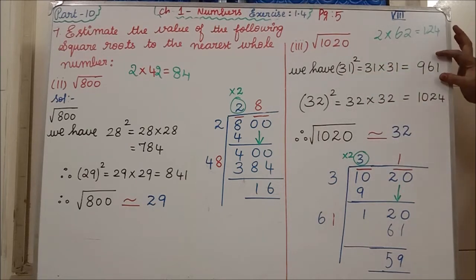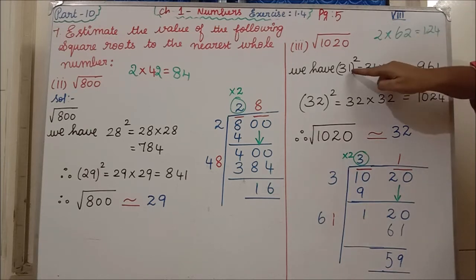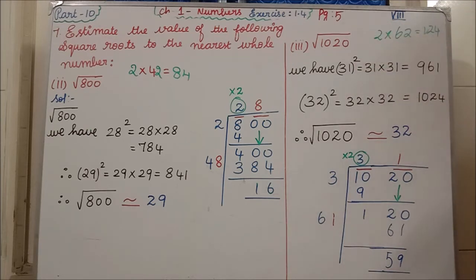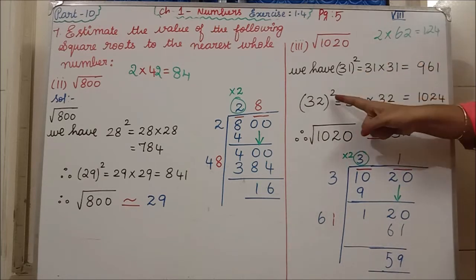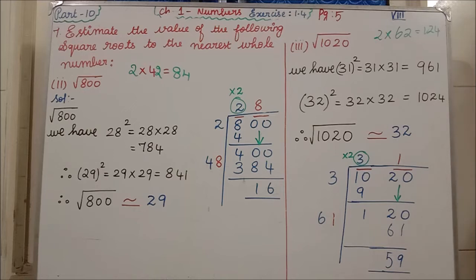I am getting 961. But the question is 1020. Okay, it is very less. So I am going for the next number. After 31, what is the next number? 32. 32 square I am trying. 32 square means 32 into 32, which is equal to 1024.